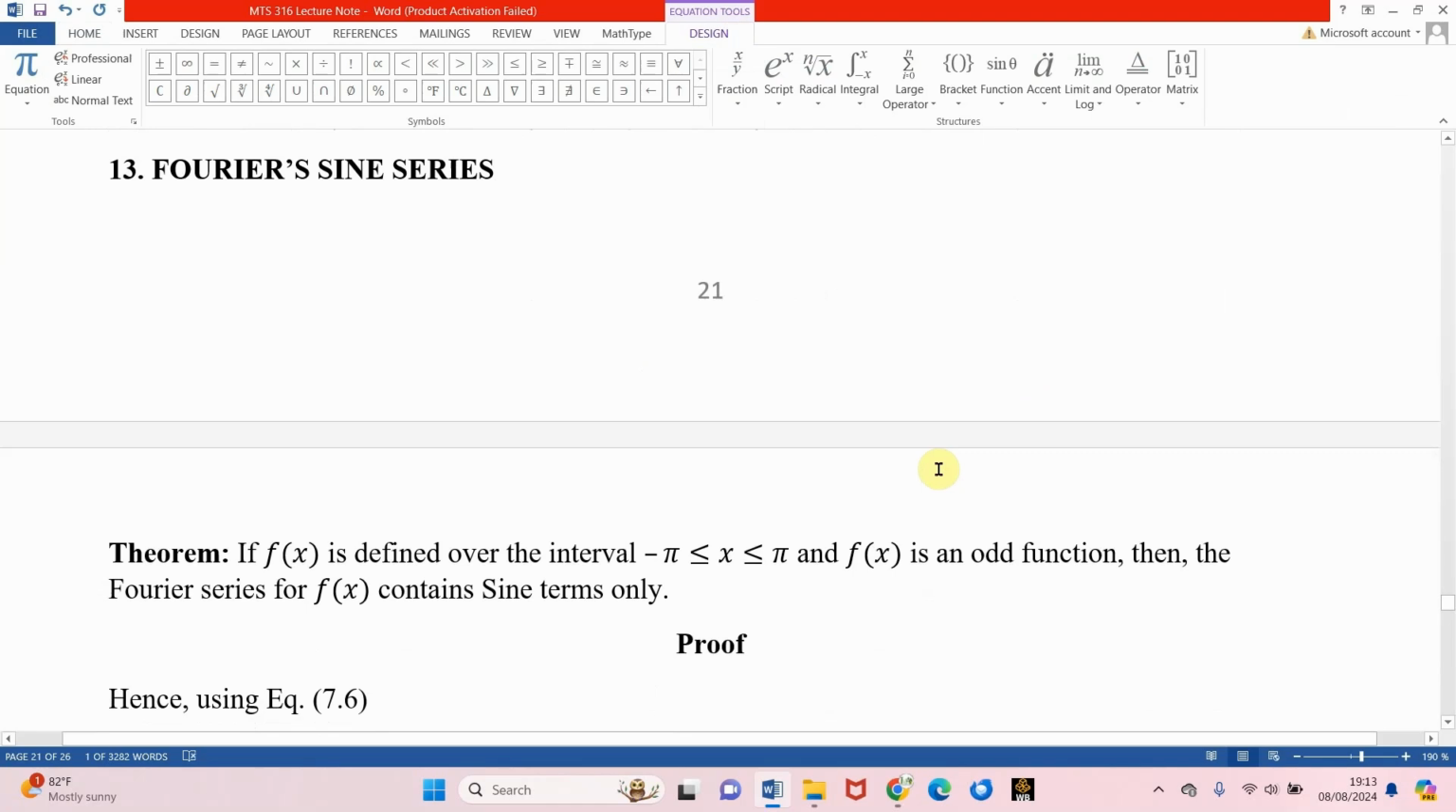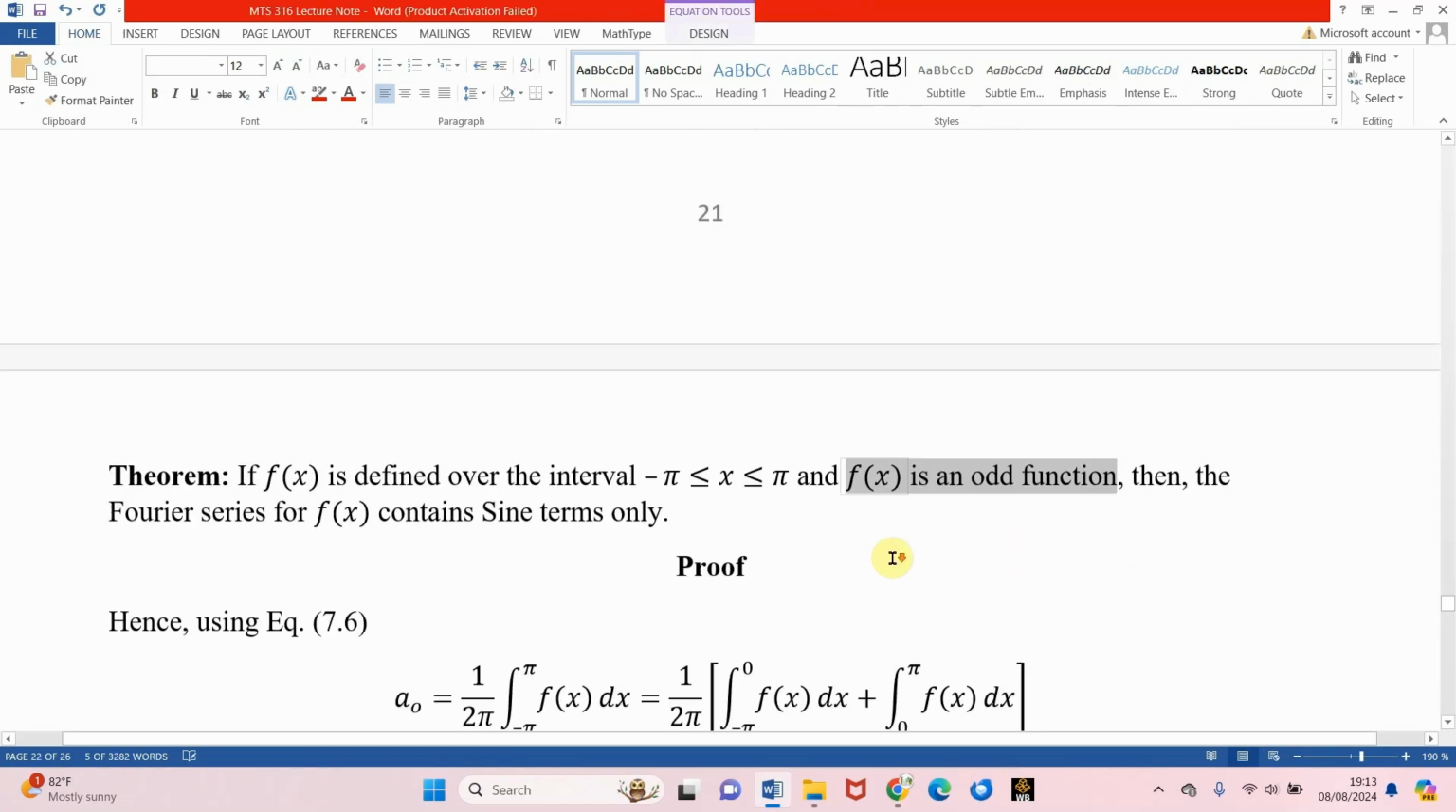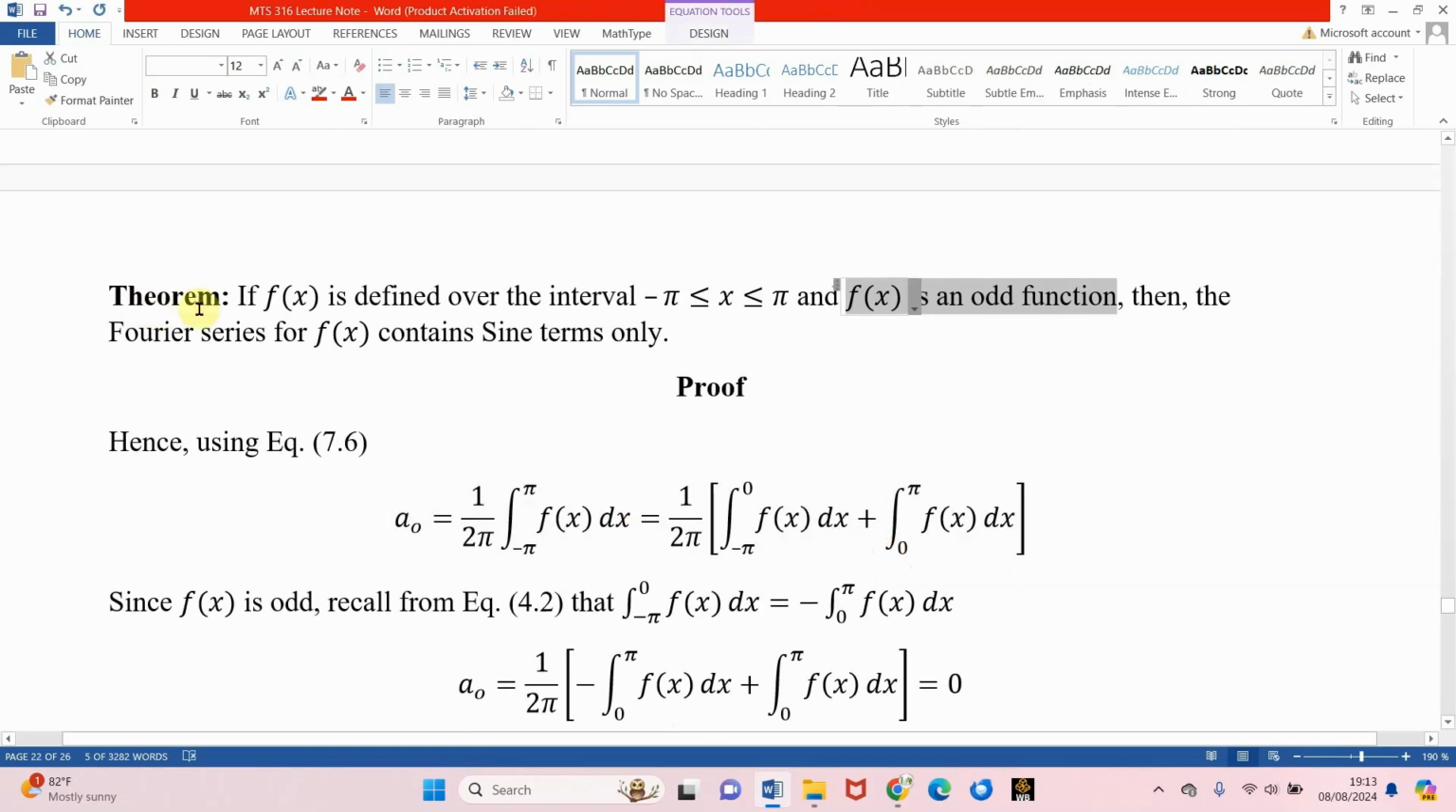So let's go to the Fourier sine series too. Just like I've explained earlier, for this concept of Fourier sine series, the only condition is that f of x is odd. So the statement is this: if f of x is defined over the interval, and that same f of x is an odd function, then the Fourier series for f of x contains sine terms only.